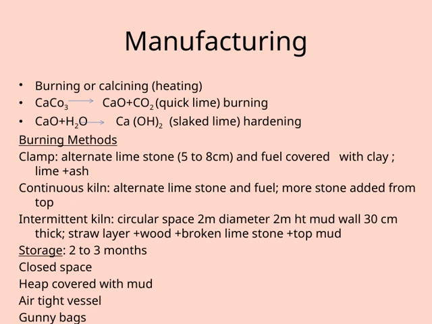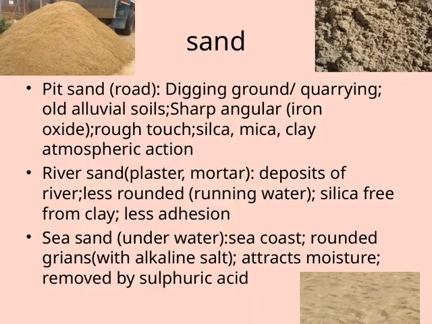of manufacturing and construction. Today, I'll be talking about different types of sand and their unique characteristics. First, let's look at pit sand, which is also known as road sand. This type of sand is typically obtained from digging grounds or quarries, often from old alluvial soils. It has sharp, angular grains, mainly because it contains iron oxide, giving it that distinctive rough touch. These sands also include silica, mica, and clay, which are all affected by atmospheric conditions.